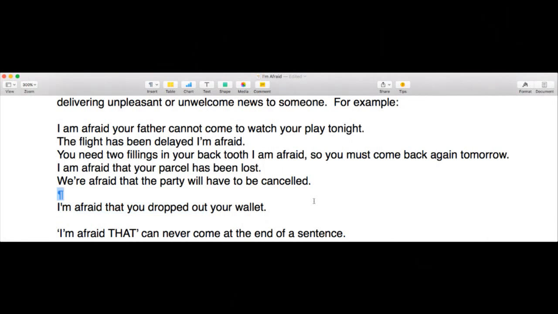Let's just copy this. So if you see someone dropping their wallet, then you might grab it and go and tell them, excuse me. And they turn around and say, yes. You'd say, I'm afraid that you dropped. We don't need this. "Dropped out" doesn't exist. We say, I'm afraid that you dropped your wallet. Good, that works. Well done.